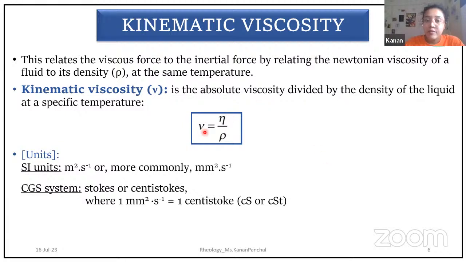So your kinematic viscosity is the absolute viscosity divided by the density of a liquid at a specific temperature. At a specific temperature, because along with temperature your viscosity will also change. Imagine a system at 2 to 8 degrees Celsius, meaning refrigerated, one at room temperature, and one at 40 or 50 degrees. Say your sugar syrup of the same concentration you have at these three different temperatures. Tell me, how would the viscosity be?